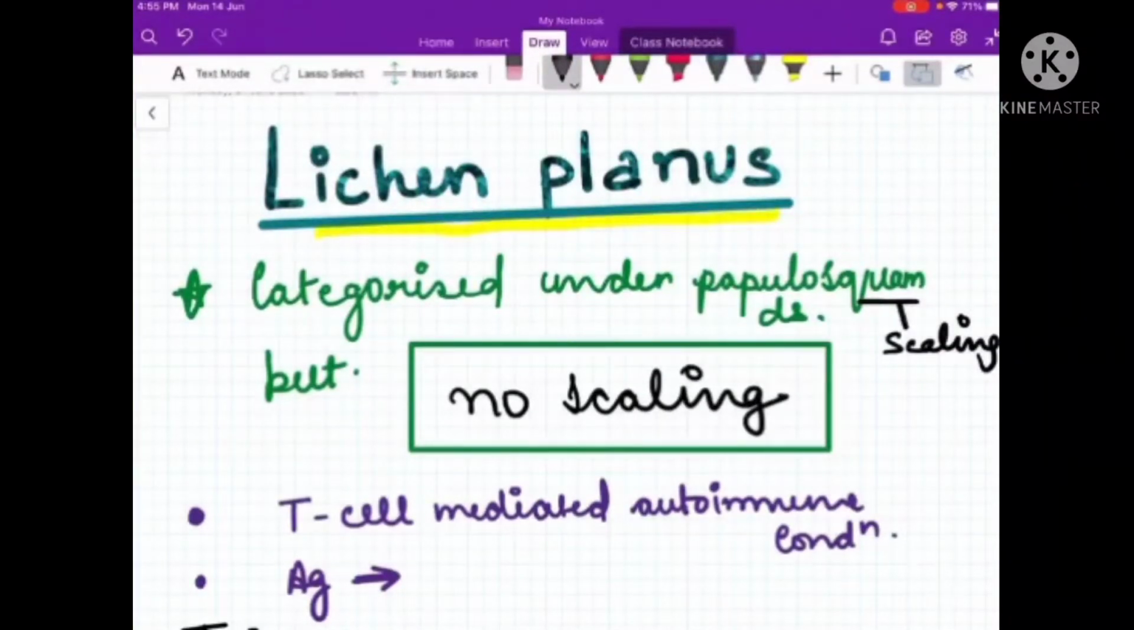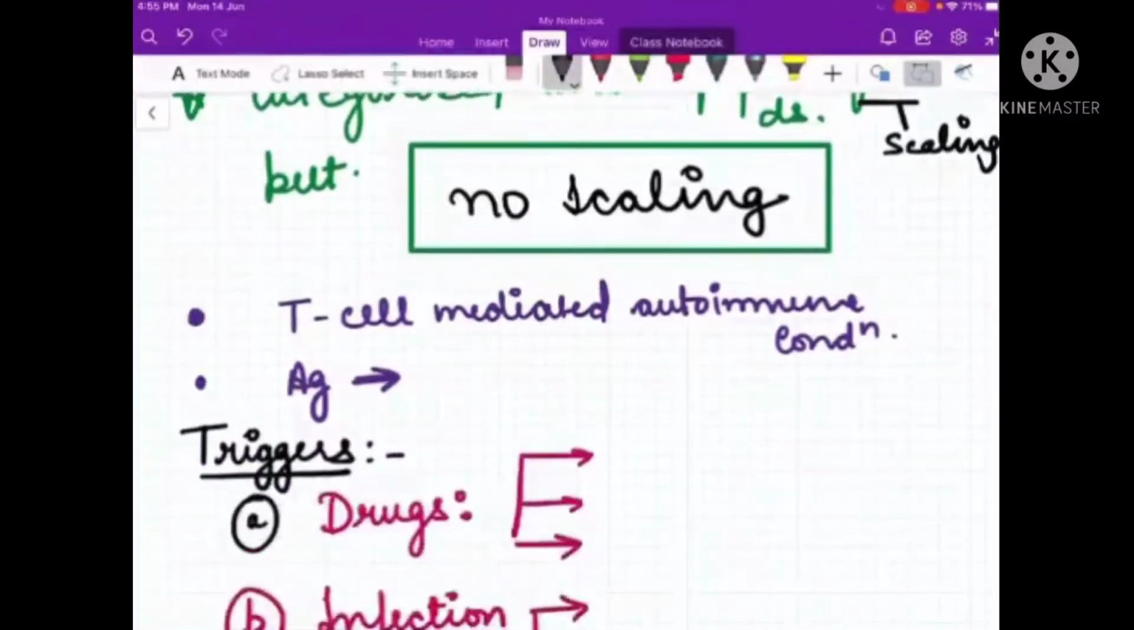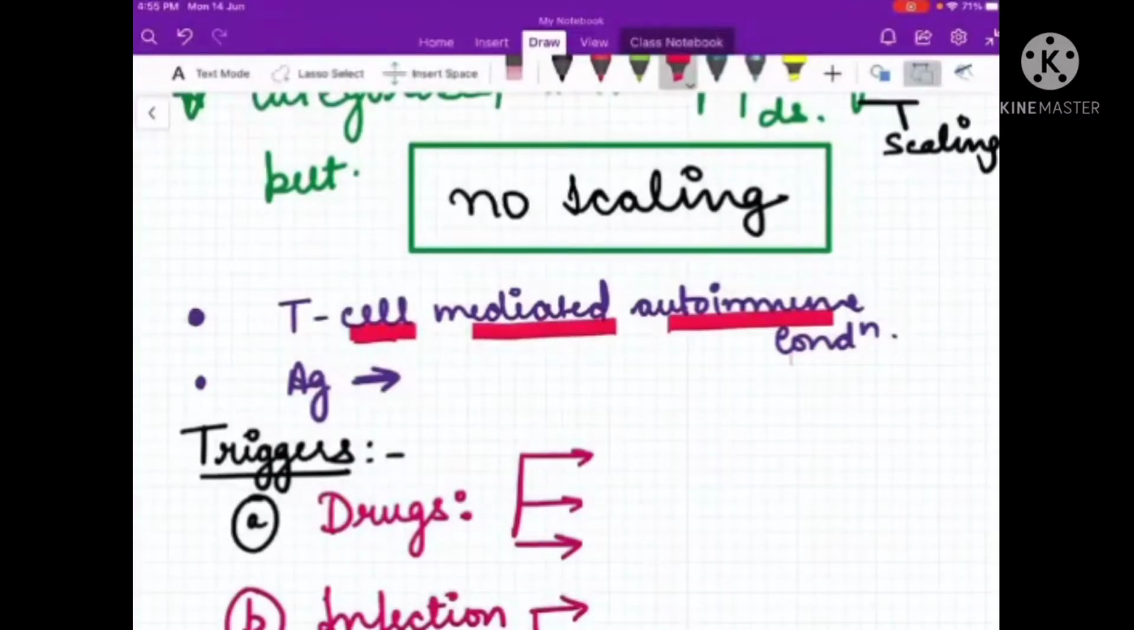Like pityriasis rubra pilaris, it is also a T cell mediated autoimmune condition, and the antigen which causes all this is still unknown. But there are some triggering factors to it.